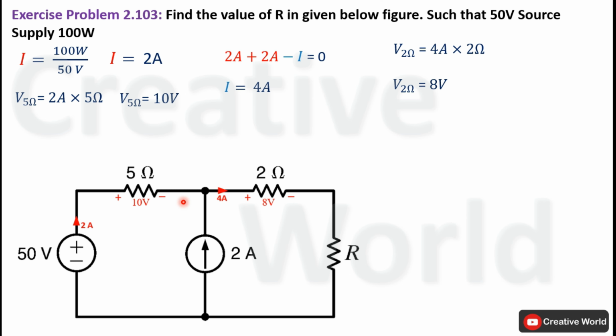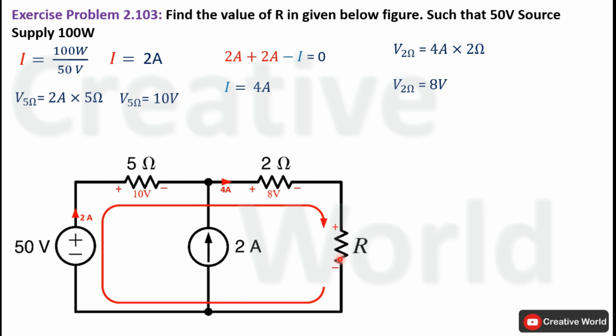Now we will apply Kirchoff's voltage law through this outer closed loop to calculate voltage across this resistance R. For that purpose, we will assume the direction of current in clockwise direction. And according to this assumed direction of current, polarity notation across this resistance is marked. Now write KVL equation for this closed loop.